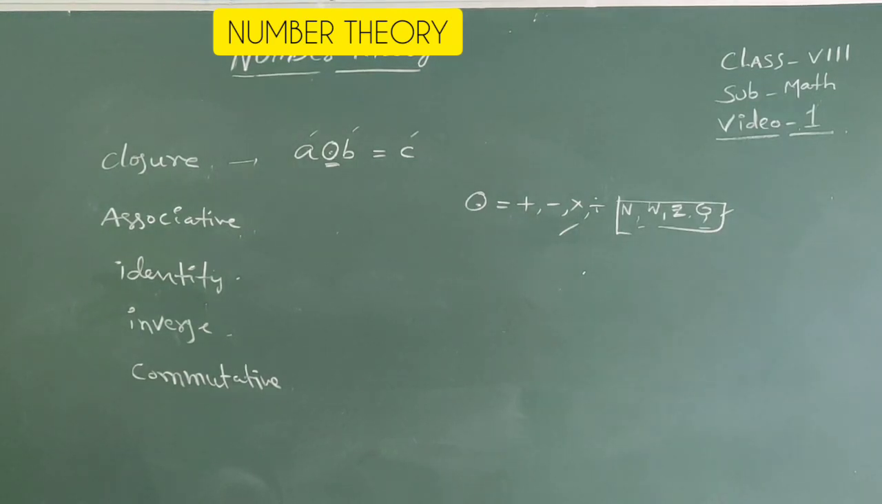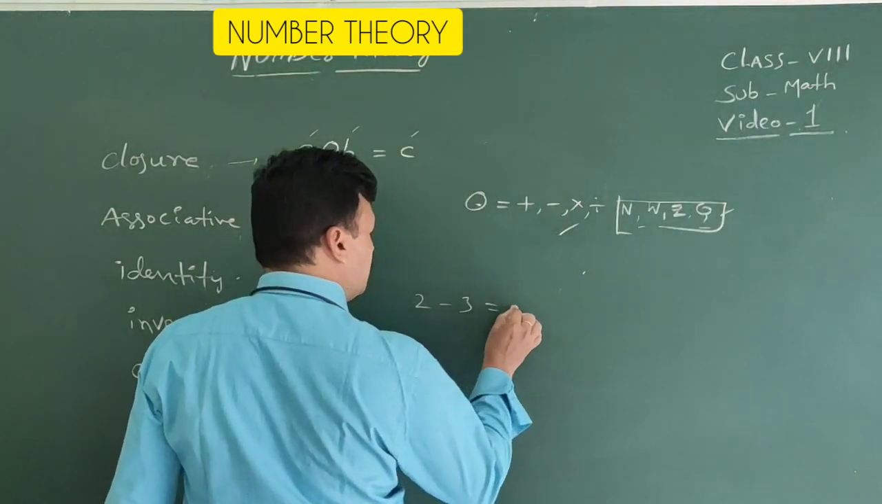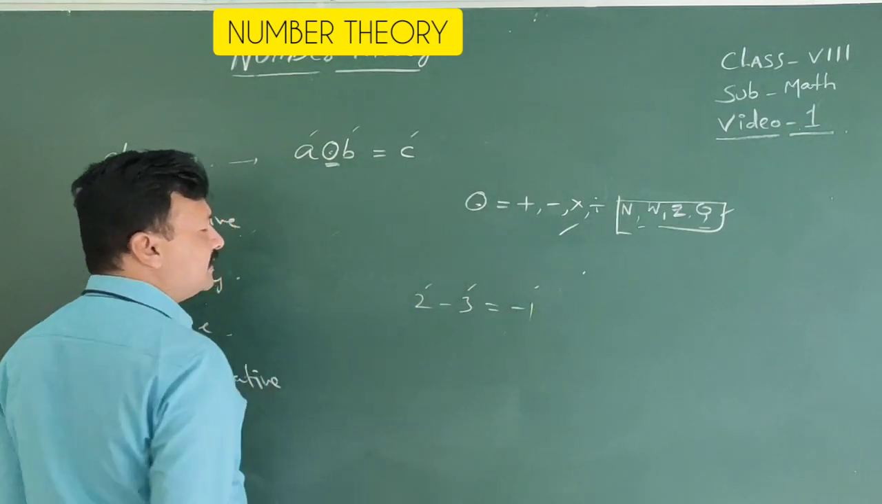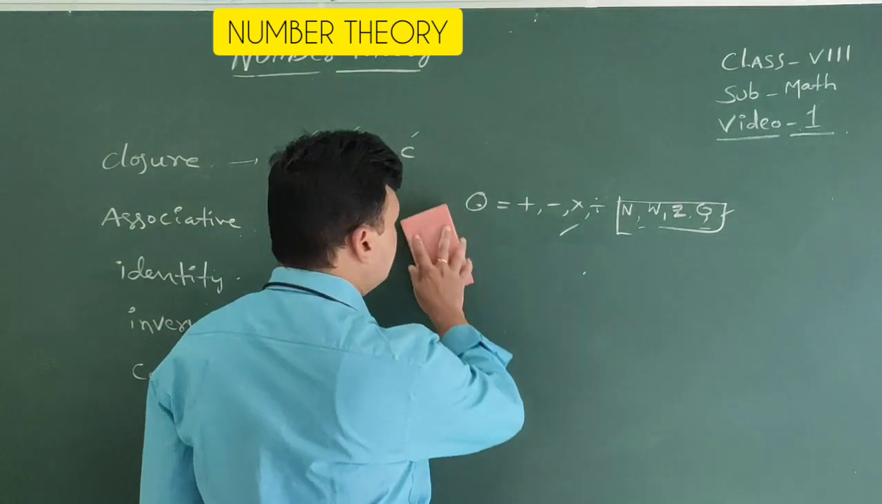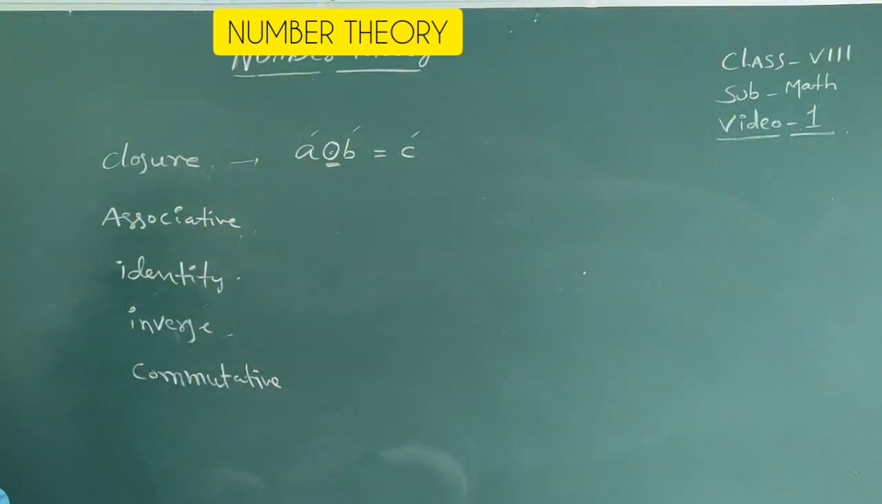But natural numbers don't satisfy closure property with respect to the operation subtraction, because 2 minus 3 equal to minus 1. 2 is a natural number, 3 is a natural number, but the difference minus 1 is not a natural number. With respect to the operation multiplication, the product of two natural numbers is always a natural number. So natural numbers satisfy closure property with respect to multiplication.